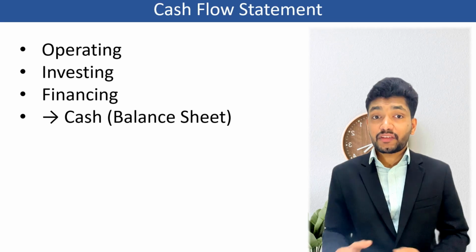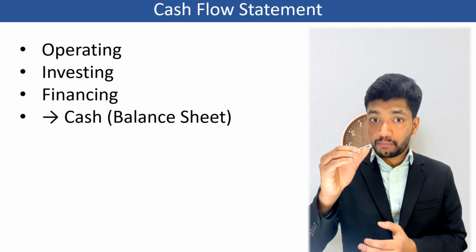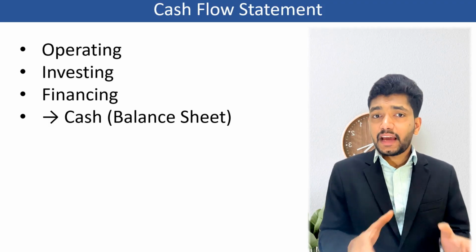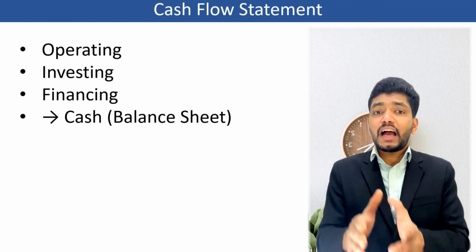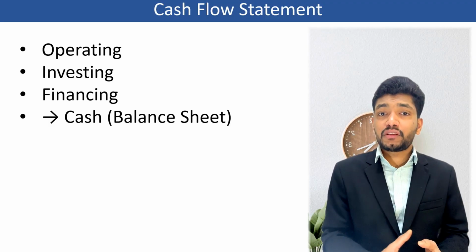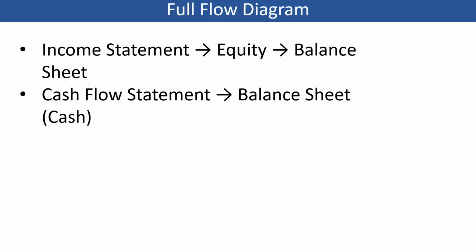Working capital changes explain timing differences between profit and cash. Finally, it shows cash from operating, investing and financing activities. The closing balance here must match the cash shown on the balance sheet. So the full connection is simple. The income statement creates profit, profit moves into equity, equity appears in the balance sheet, and the cash flow statement explains how cash on the balance sheet actually moved.